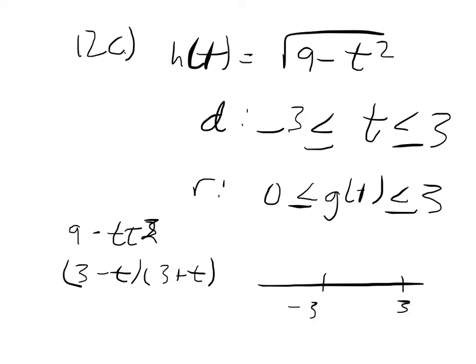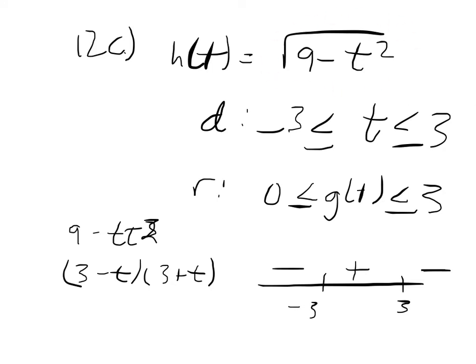To the left of negative 3, positive times negative is negative. In between negative 3 and 3, 3 times 3 is 9, which is positive. And to the right is negative. Or again, you can simply eyeball this and say, hey, what numbers can I subtract from 9 to still keep this thing positive? Well, t squared's got to be between 0 and 9. What numbers will do that? Negative 3 to 3.